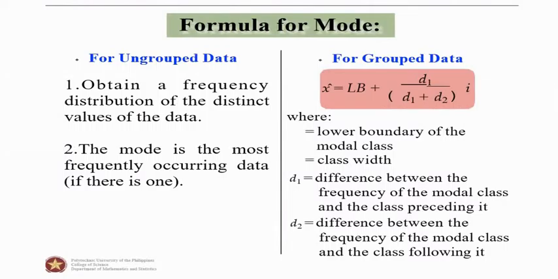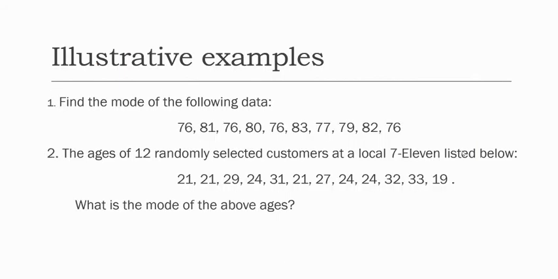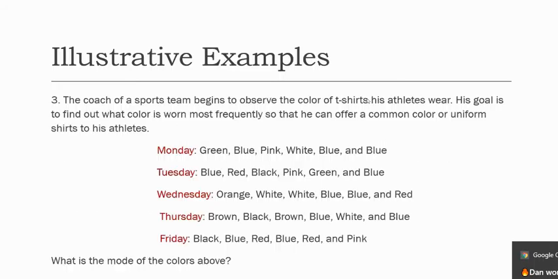But anyway, how do you get the mode for ungrouped data? We just obtain a frequency distribution of the distinct values of the data. The mode is the most frequently occurring data, if there's one. We have the formula again for grouped data. Example, find the mode of the following data. You can already easily identify the mode. So we have 76. One of you already answered that. Sophia, 76. That is correct. Napakadali to identify the mode.